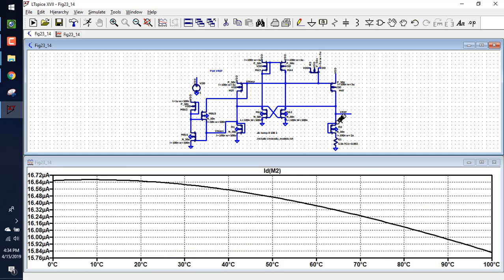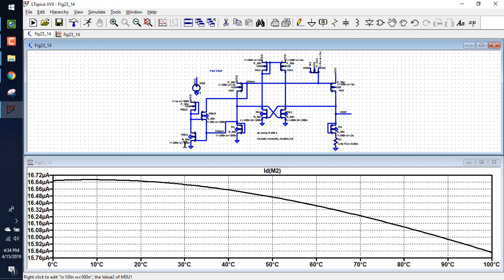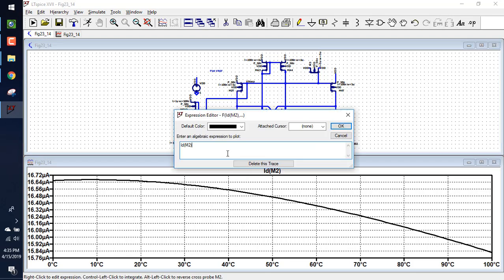And you see there's a little bit of a curvature. So the current's 16 micro, and so I would expect the derivative to be, if my calculation's correct, 1,000 times 16 micro. So let's see what we get. And what's the command for taking the derivative? D.